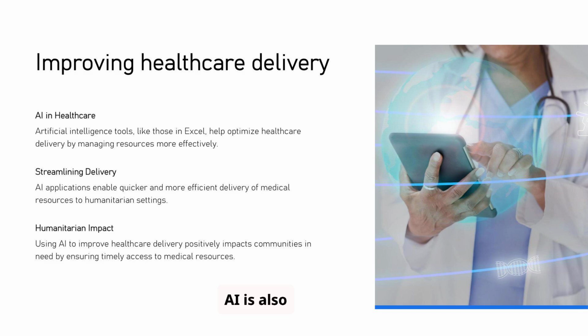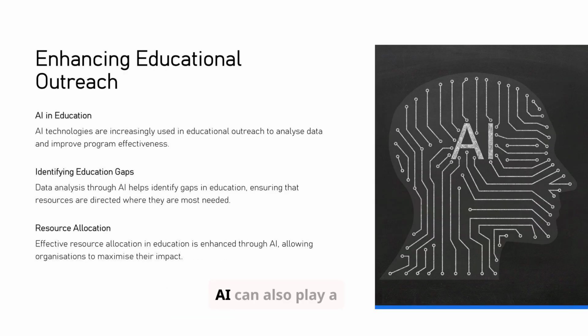AI is also transforming healthcare delivery. By streamlining processes, improving access to care, and enhancing the effectiveness of interventions, AI is helping to improve the health and well-being of vulnerable populations around the world. AI can also play a vital role in enhancing educational outreach. By analyzing data, improving program effectiveness, identifying education gaps, and enhancing resource allocation, AI can help to ensure that everyone has access to quality education.